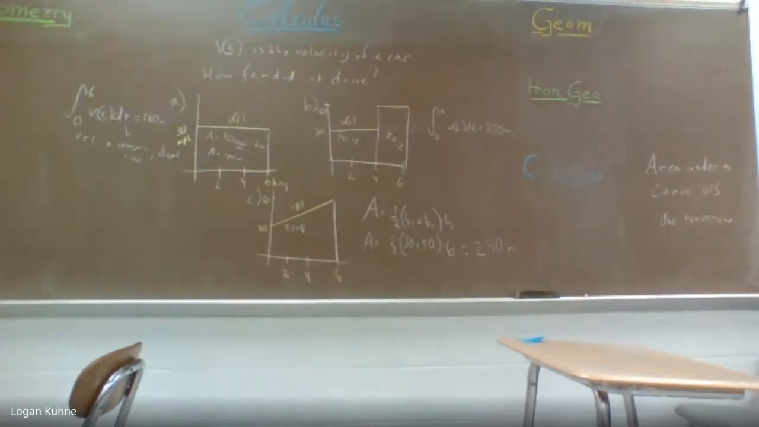Sometimes these are nice, easy formulas, like rectangles, trapezoids, and up here, we've got a quarter of a circle, right? Okay.